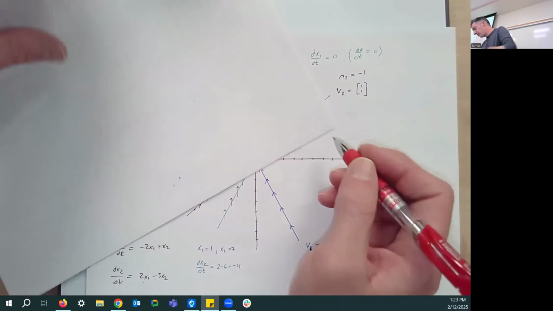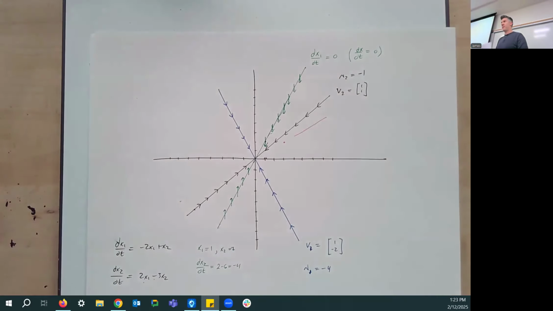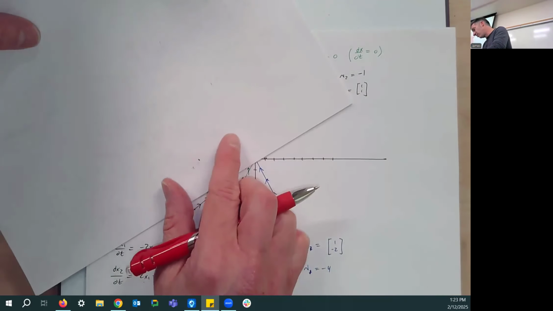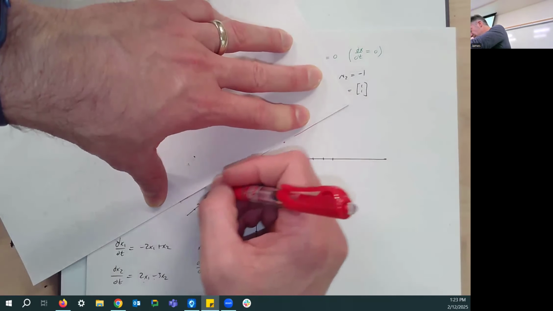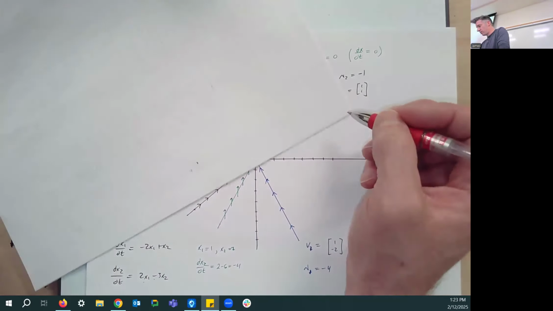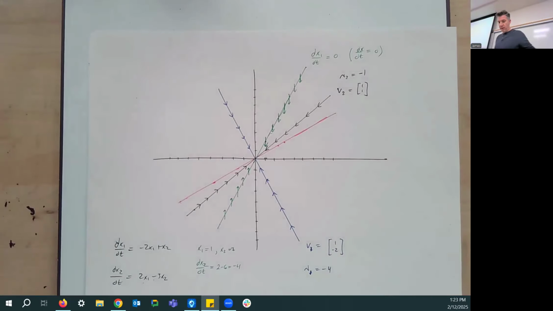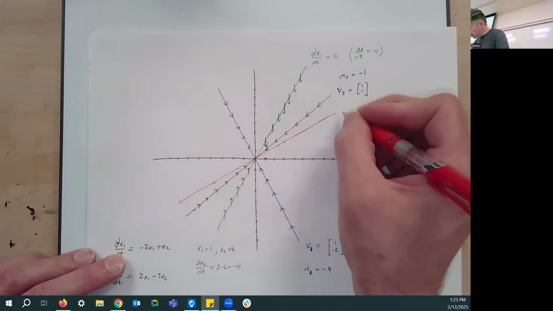I think I failed. Oh, I really failed. I drew on the paper instead of... I'll tell you, I need a real ruler. One more time. I think that works. Cool.